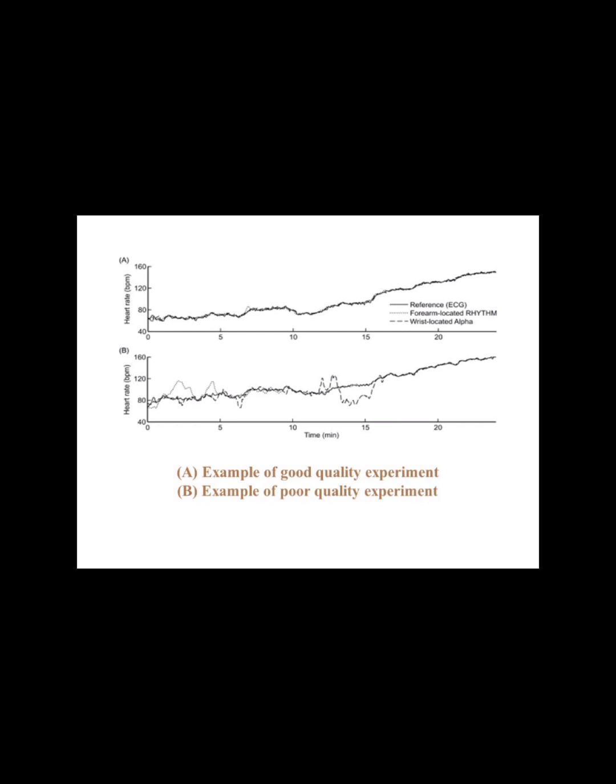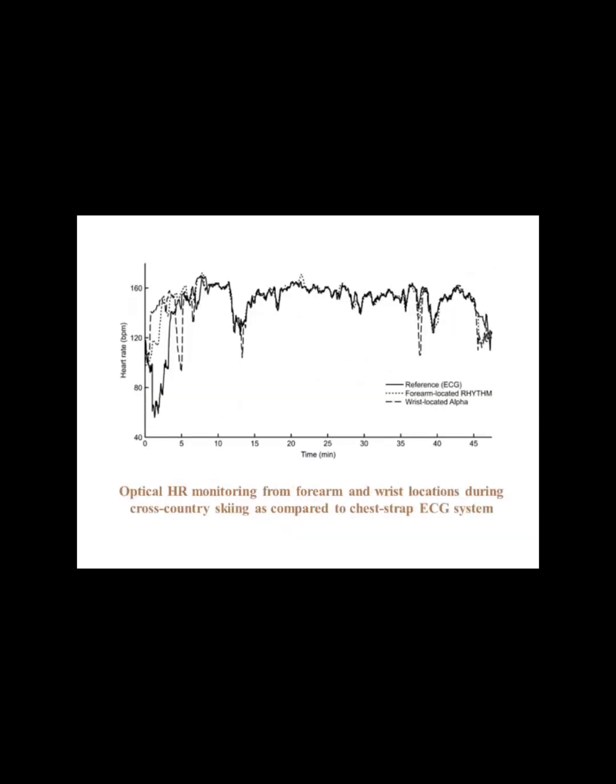But you can see in the graph of B, it is between heart rate and time. The forearm and wrist located Alpha vary significantly, much compared to the reference. So it is a poor quality experiment. So you should not use those devices.